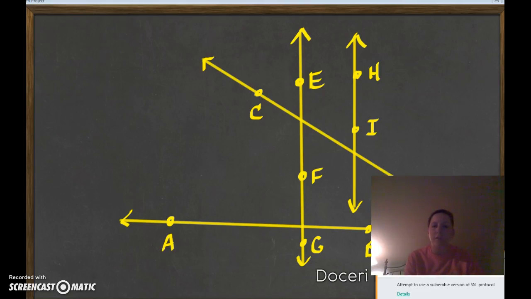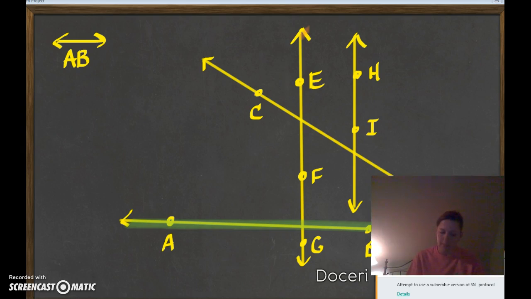So after you've identified points, you may be asked to identify lines. So lines are the entire piece. So we see this line. If I want to refer to that line, I would call it line AB because the points A and B are on that line.